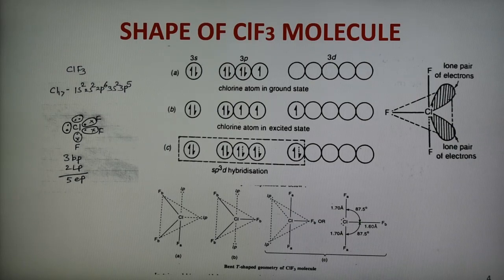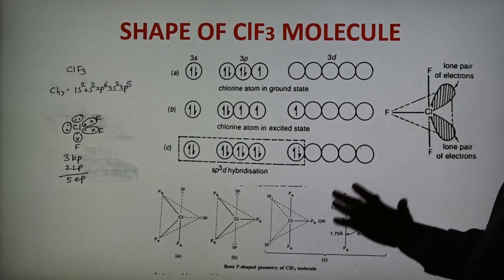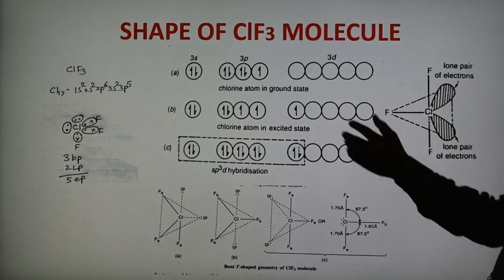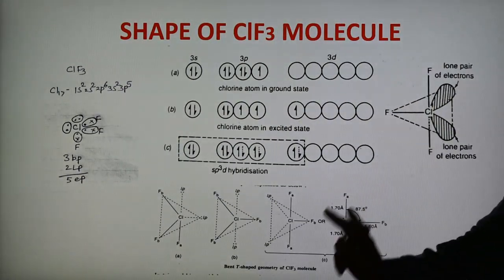So this is the T-shaped structure of the ClF3 molecule shown here, and this is the trigonal bipyramidal. So this molecule has a trigonal bipyramidal geometry and also a T-shaped structure. So this is the hybridization, sp3d, and how many electron pairs? 5 electron pairs, out of which 2 are lone pairs.